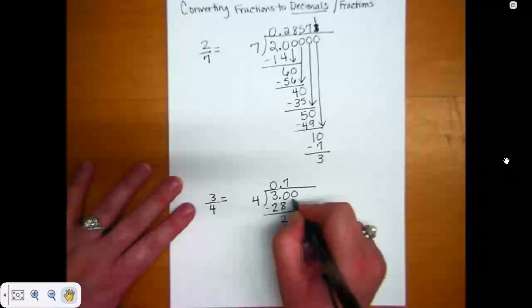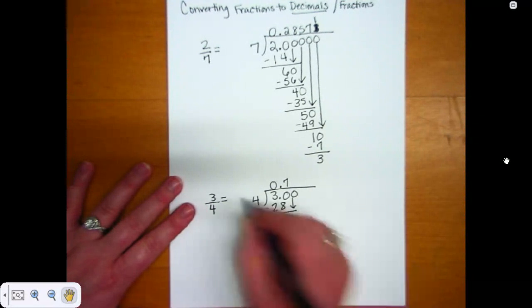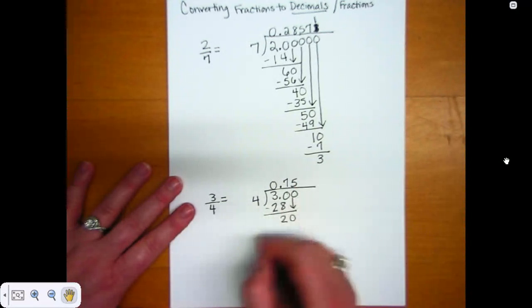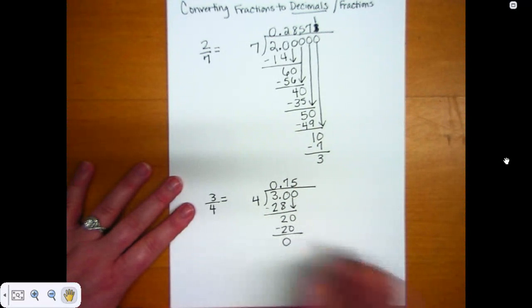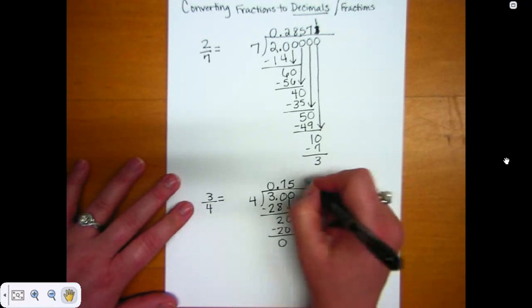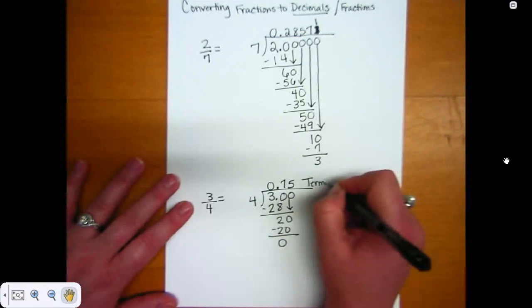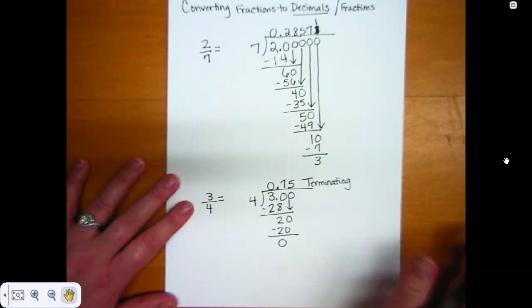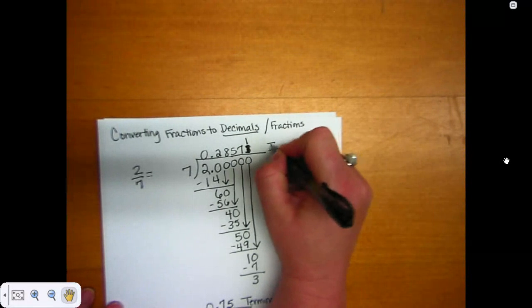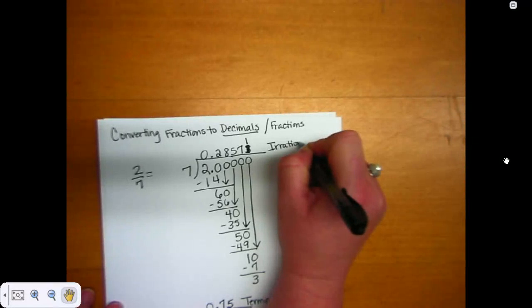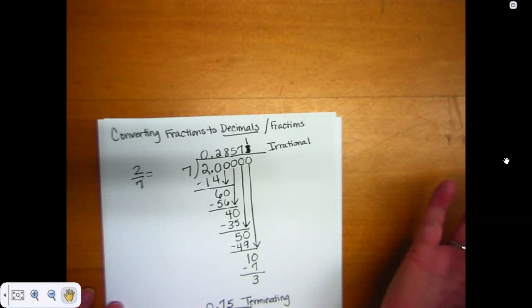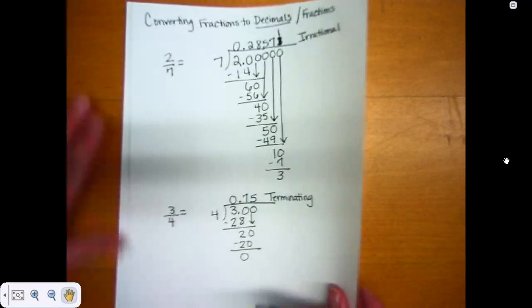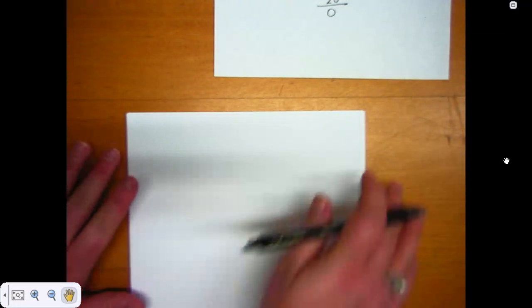I'm going to put a 0 and bring it on down. 4 will go into 20 5 times. 5 times 4 is 20. Now, I'm left with no remainder, so this is terminating. It just stops. It doesn't keep going. Let's try one more. So let's go ahead and mark this one as irrational because it kept going and going and we never had a repeating number. This one is terminating.